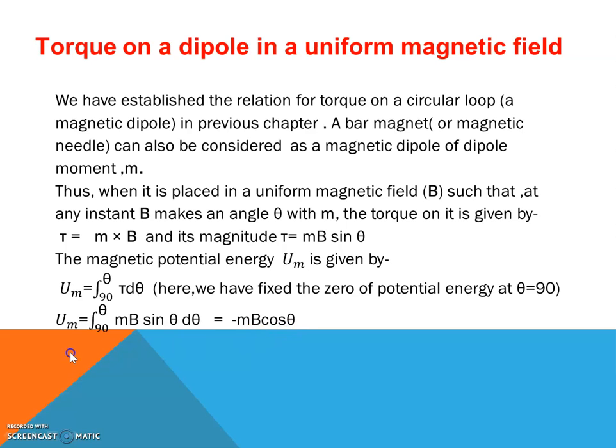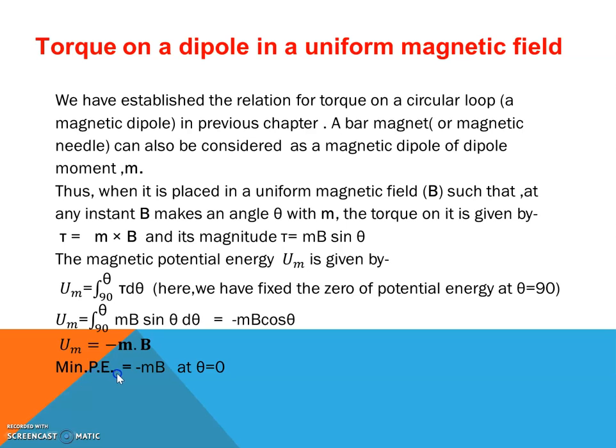This is the expression for potential energy stored in the dipole in any external magnetic field. In vector form, this can be expressed as minus m dot B. Now, by changing the values, we can evaluate the potential energies.